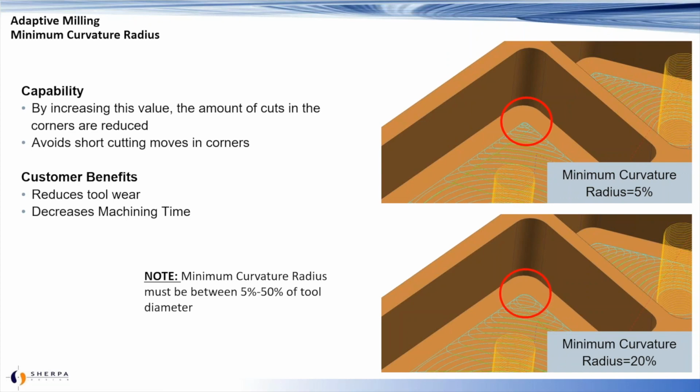And so your minimum curve radius has to be between 5% and 50%. That 5% is just set as a minimum, because anything lower than that is not really going to be effective. And so they set that 5% in there, and then 50% is the max. So it allows you to reduce these little tiny moves inside there, depending on what your cutter parameters are.